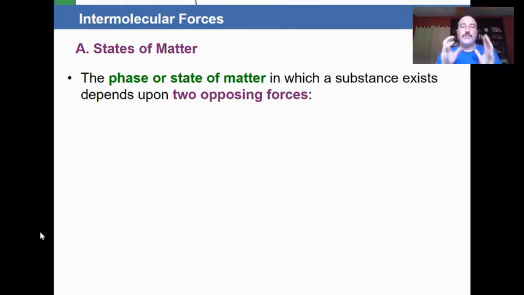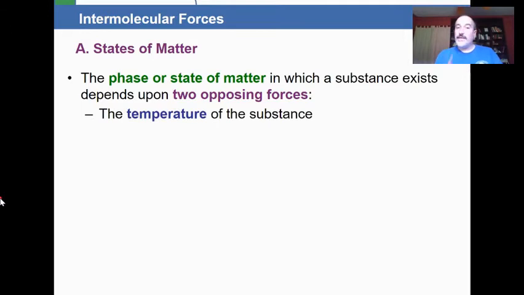So why are certain substances gases at a certain temperature, and why are some liquids and why are some solids? Therefore, it really depends upon two opposing forces. One of them is the temperature of the substance. That makes sense. That's what we have come to understand.